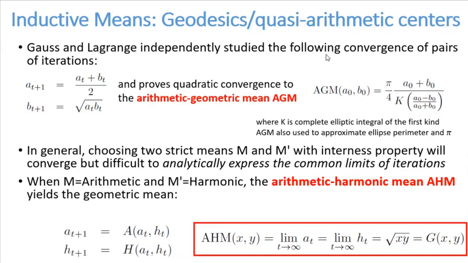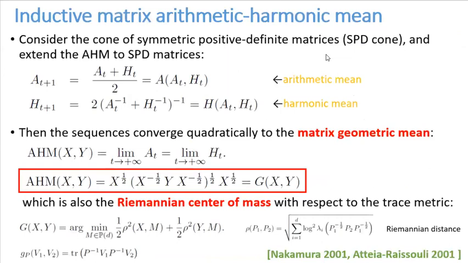Okay. In that case, this thing you can compute easily, right? So usually you don't do that because you can just compute that. But what we can do now is take matrices instead of scalars. So I can take what is called an inductive mean, because the mean is computed by iteration. I can take two SPD, two symmetric positive definite matrices. I take the arithmetic mean, it's SPD. I take the harmonic mean, it's also SPD, and I reiterate.